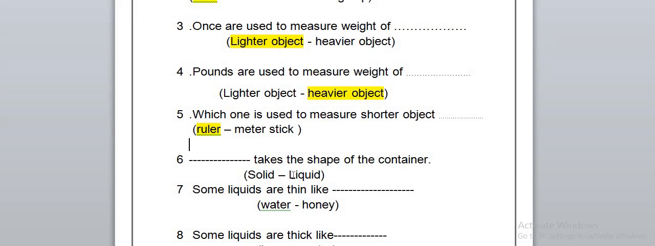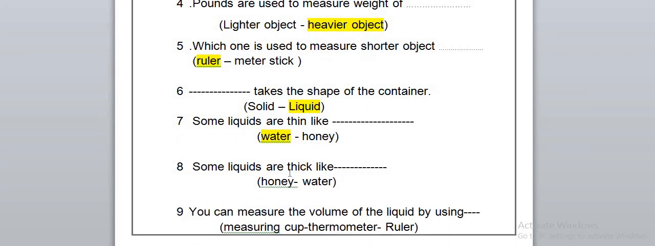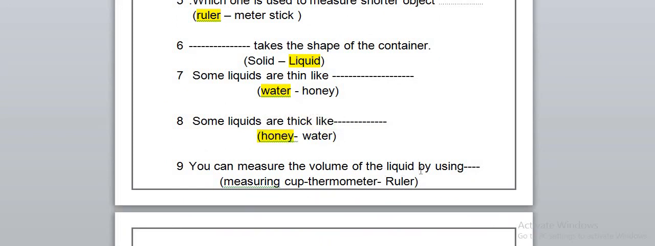Which takes the shape of the container? Of course liquid, I have said it before just a second ago. The liquid takes the shape of the container. Some liquids are thin like water and some are thick like honey. We can measure the volume of a liquid by using a measuring cup, and the measuring cup is like the normal cup, but it's graduated like 5, 10, 20, 30, 40, so we can know the volume of any liquid by pouring it in the measuring cup.